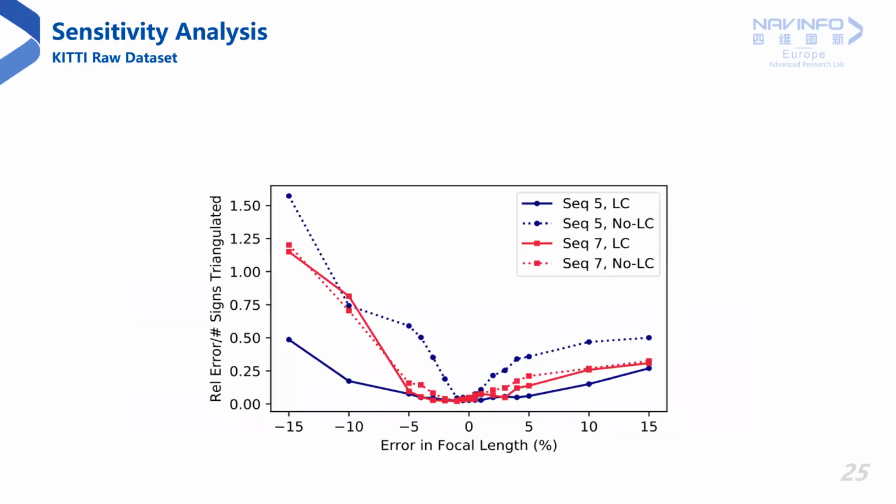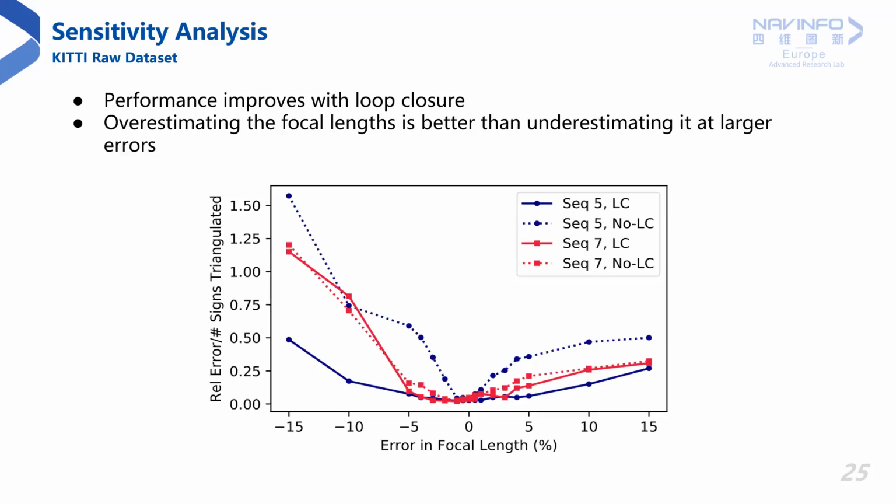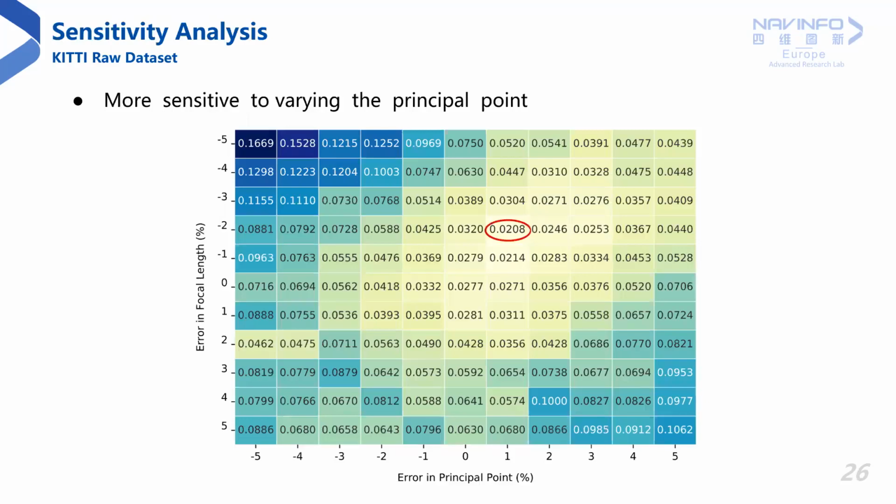First, the sensitivity analysis. We observe that the 3D positioning performance improves with loop closure. More loops, as in sequence 5, lead to higher improvement when compared with the improvement corresponding to sequence 7 with only a single loop. We also note that the traffic sign positioning is more sensitive to underestimating the focal length. However, the sensitivity to varying the principal point is higher than the sensitivity to varying the focal length. Also, errors in estimating one parameter are compensated by the errors in other parameters in the opposite direction to minimize the reprojection error.